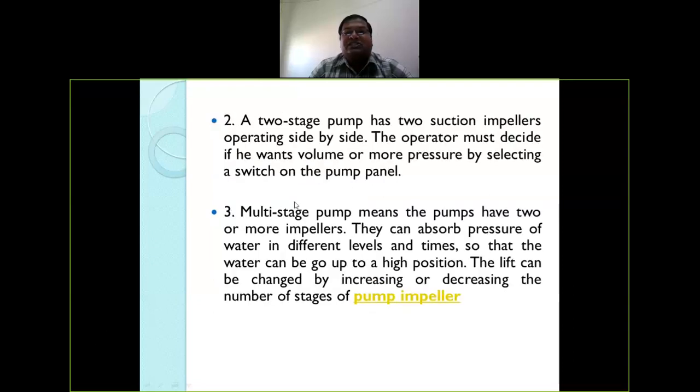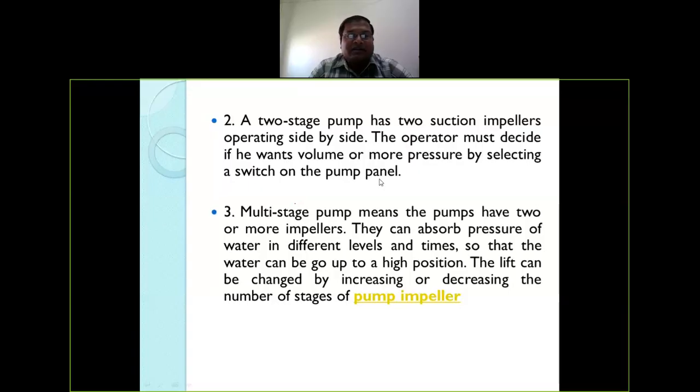Then a two-stage pump. A two-stage pump has two suction impellers operating side by side. And the operator must decide if he wants volume or more pressure by selecting a switch on the pump panel.